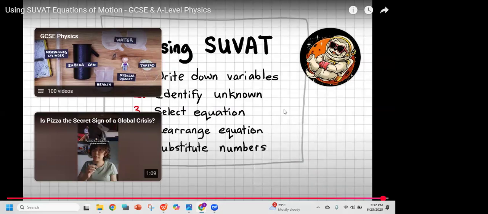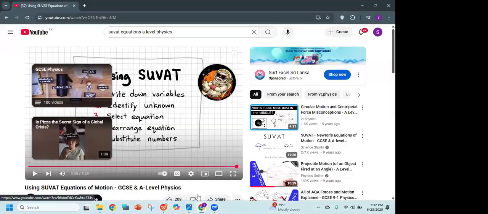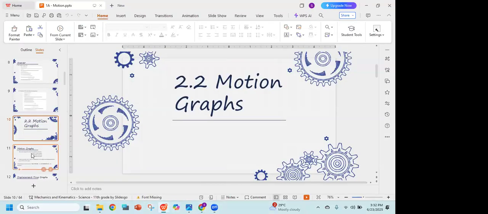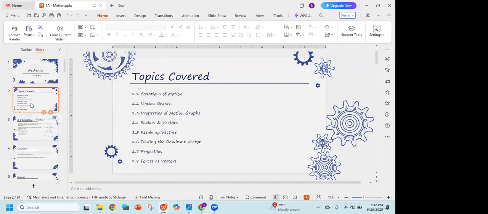Okay, is that clear? So that is the first part of what we were discussing in the last class. So far, we looked at what equations of motion are. We looked at motion graphs. Then we looked at the properties of motion graphs, that is, what each graph represents. We looked at what scalars and vectors are. This is what we were talking about.